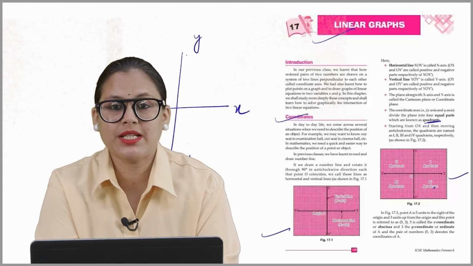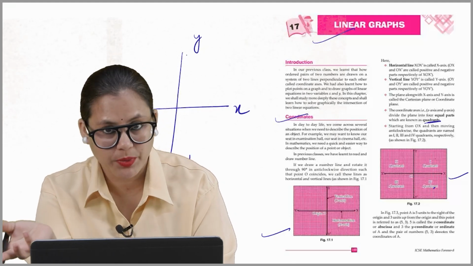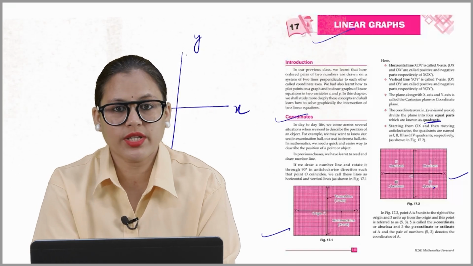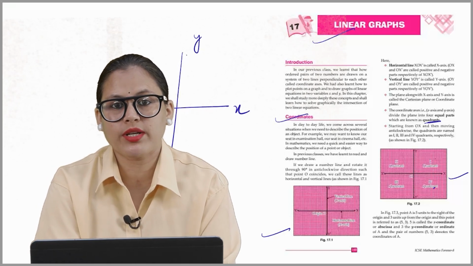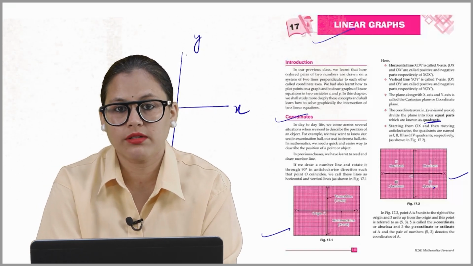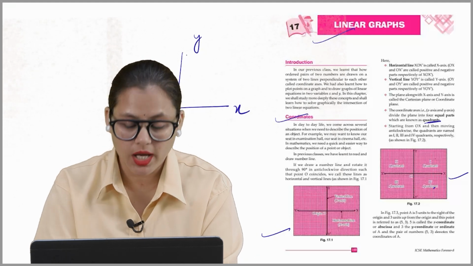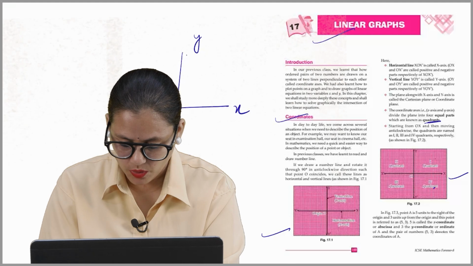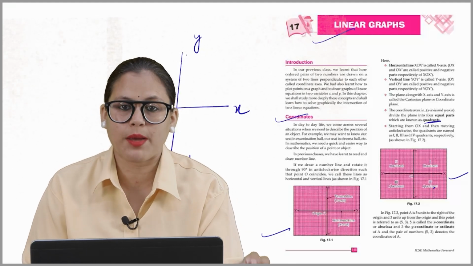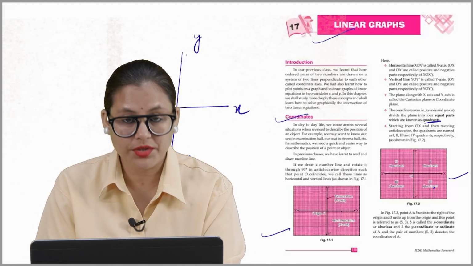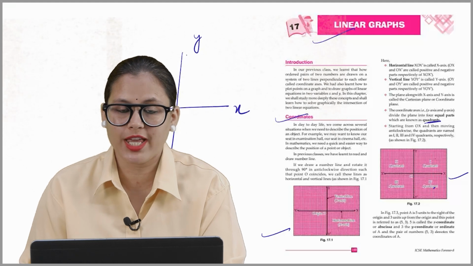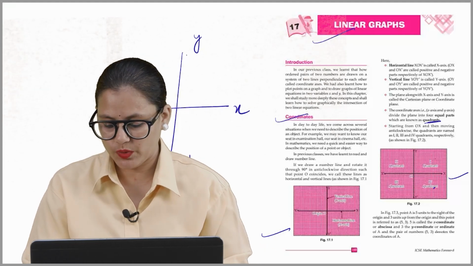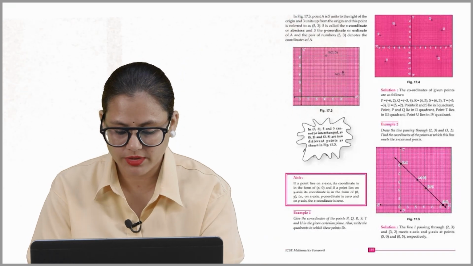So in figure 17.3, which is given on the next page, point A is 5 units to the right of the origin and 3 units up from the origin, and this point is referred to as (5, 3). So 5 is called the x coordinate or abscissa, and 3 the y coordinate or ordinate of A, and the pair of numbers (5, 3) denotes the coordinates of A. Okay, as here you can see in figure 17.3.